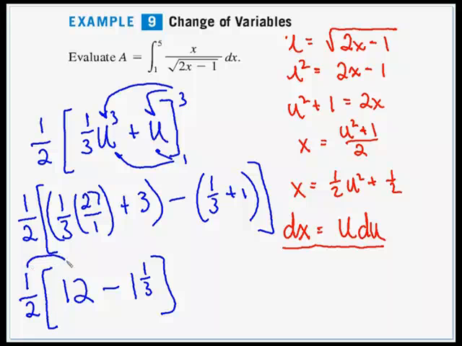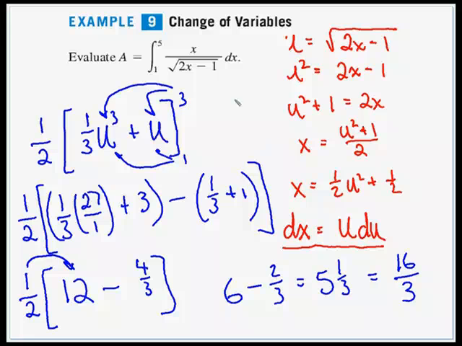We could distribute the 1/2. 1/2 times 12 is 6, minus, another way to look at it, 1 1/3 is 4/3. And we distribute that 1/2 to it, we would get 4 over 6, or 2/3. So we have 6 minus 2/3, which is 5 1/3. Or, as an improper fraction, 16/3.